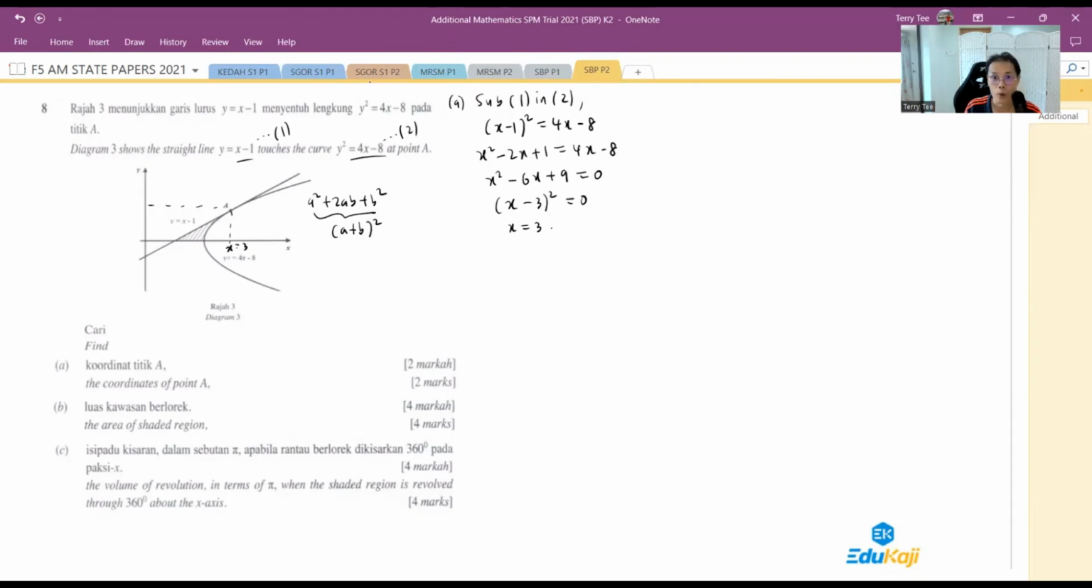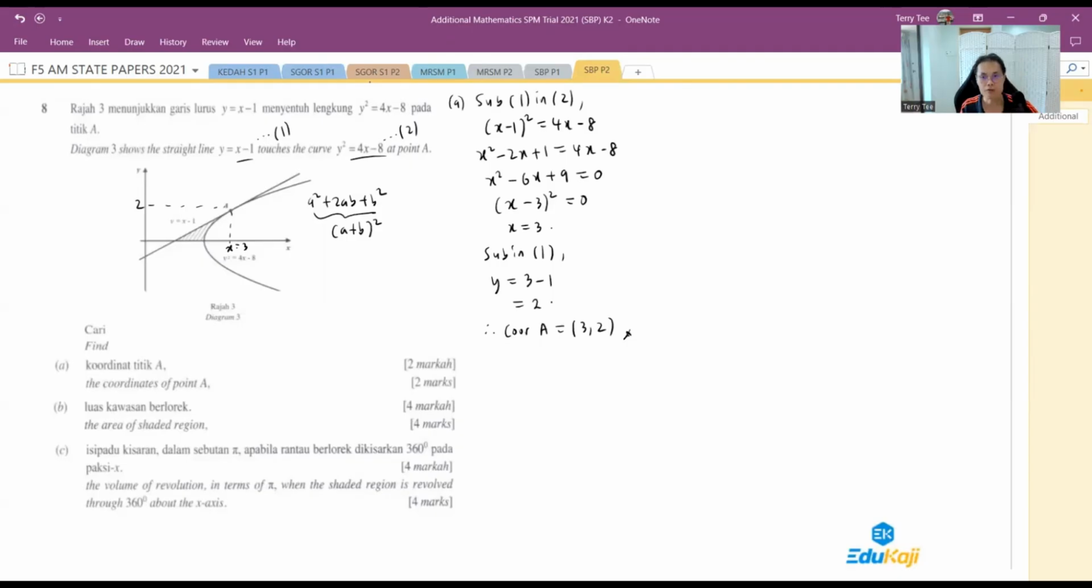I need to find y as well. Coordinate means find x and find y. I sub inside equation 1. My y is now 3 minus 1, which gives us 2. Therefore, your coordinate point A is (3, 2). Okay, so that's 3, this is 2.